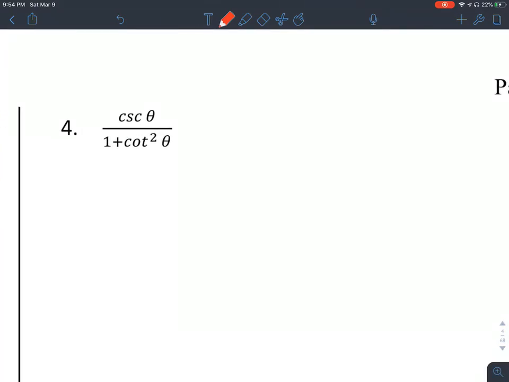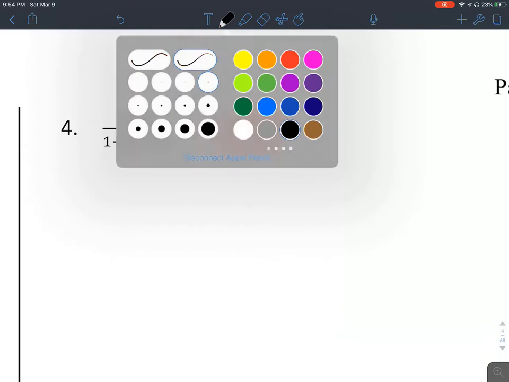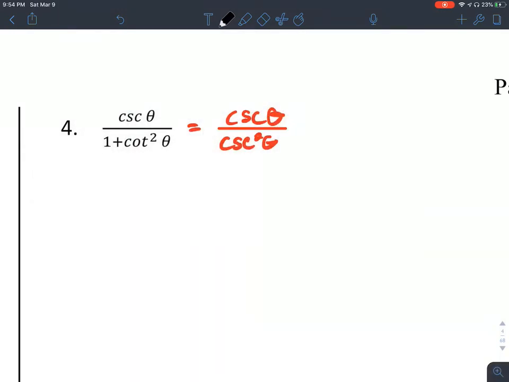Let's do another. Number 4. Now I see something squared, so it makes me think Pythagorean identity. 1 plus cotangent squared of theta is the same as cosecant squared of theta. Now if you recognize that, this problem becomes super simple. We are dividing cosecant by cosecant squared, so we can cancel a cosecant of theta from the top and the bottom, which leaves us with 1 over cosecant of theta. That is not in terms of sine like the directions ask us to, so getting it in terms of sine would be sine of theta.